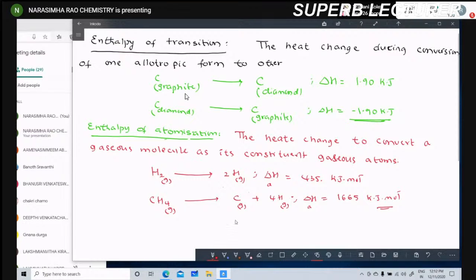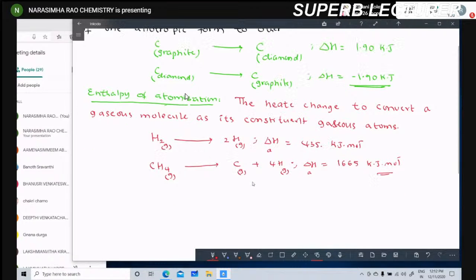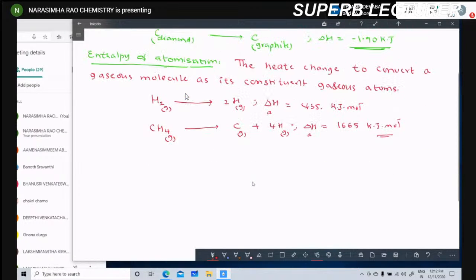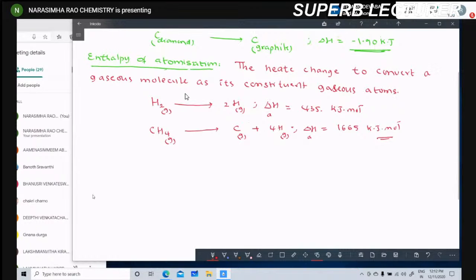That is the difference between the enthalpy of atomization and bond enthalpy. Right. Now let me discuss the bond enthalpy, which is important for NEET. Now, bond enthalpy.